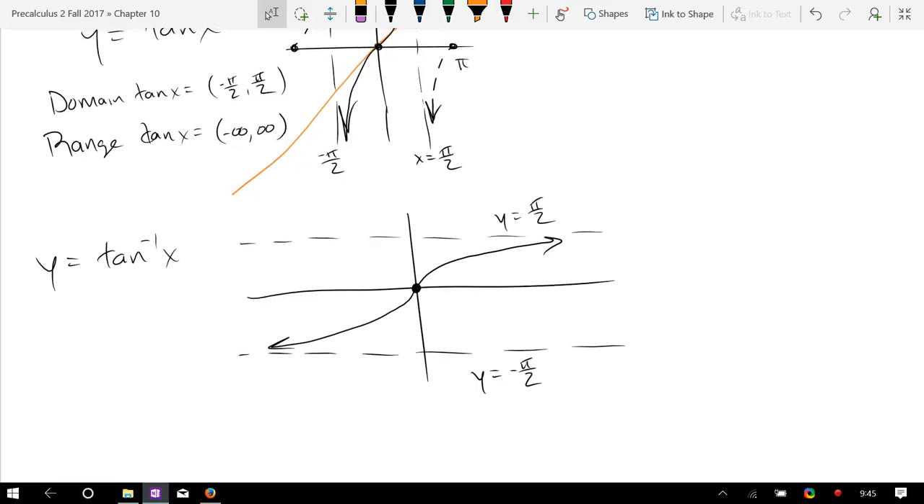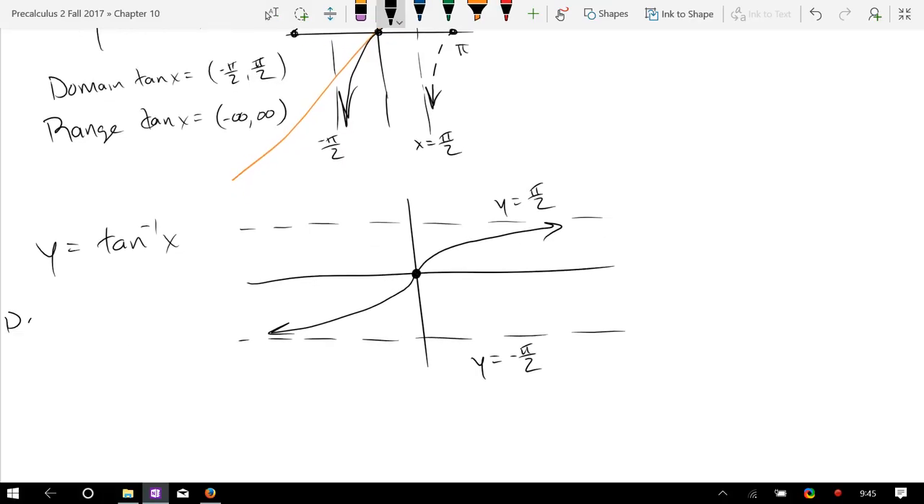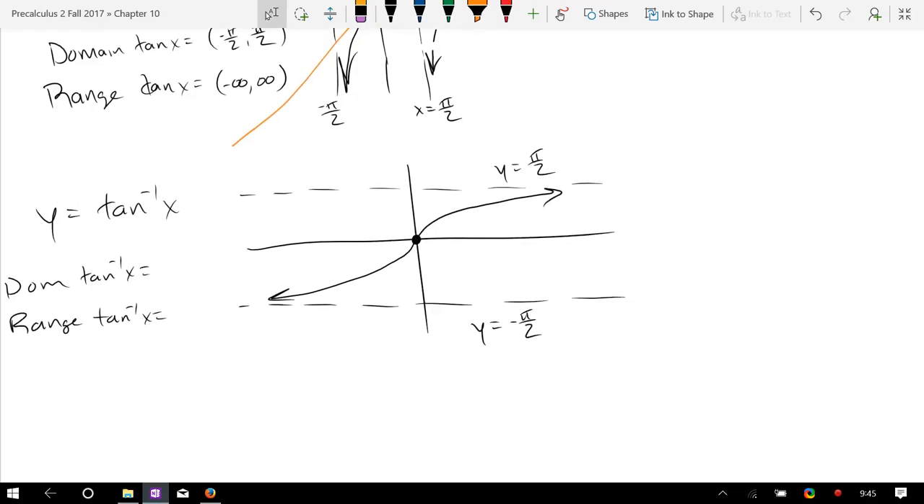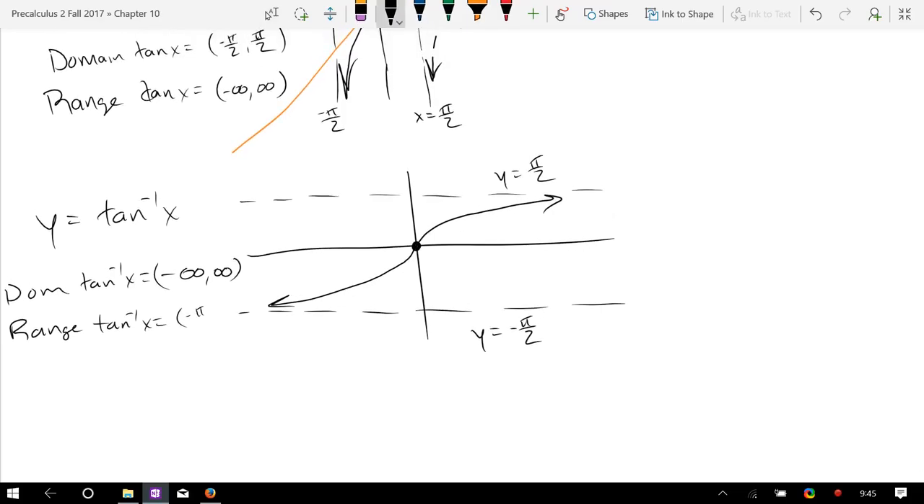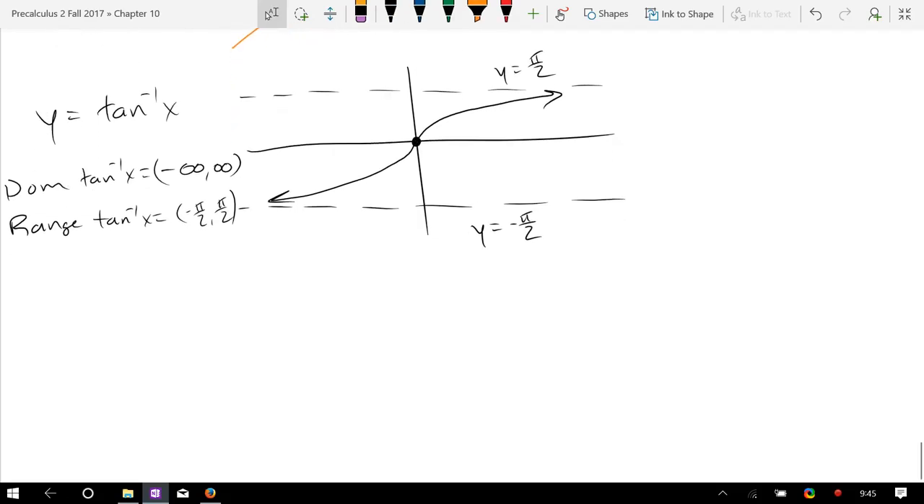I don't have room to write the domain and range up above, so I'll write them down here. Domain and range of tangent inverse. All right, what is the domain of tangent inverse? Yep, everything. So negative infinity, positive infinity. You also could look up above. That is the original range of tangent. And then the new range of tangent inverse is the original domain of tangent. Minus pi over 2 to pi over 2, open interval. And we're ready for the cancellation properties.